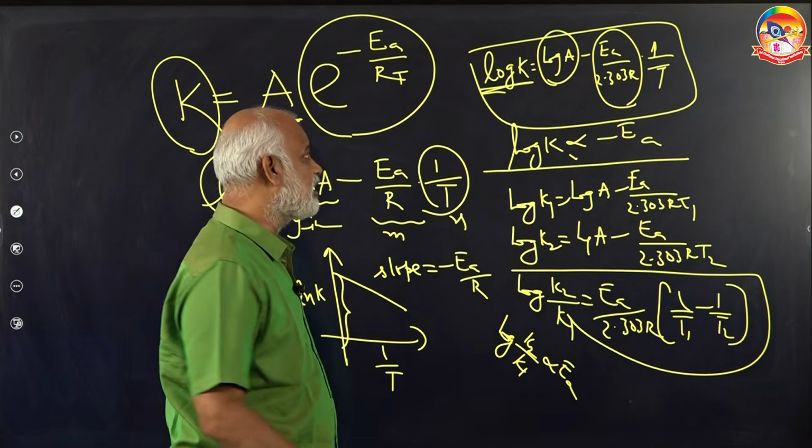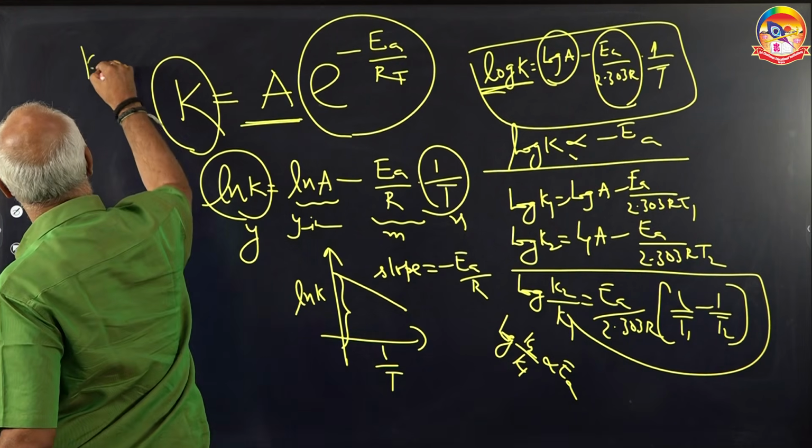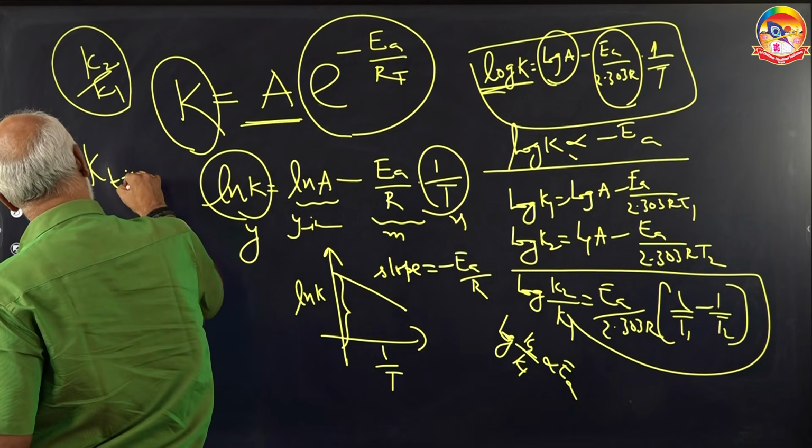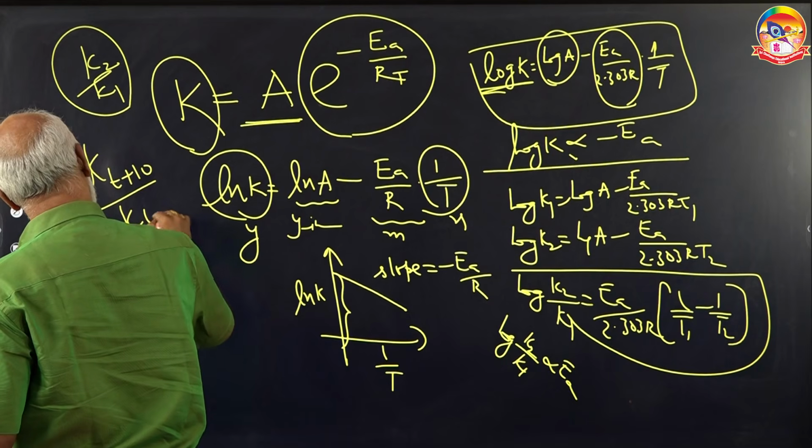This K2 by K1 can be called a temperature coefficient when the difference in the temperature is 10 degrees.